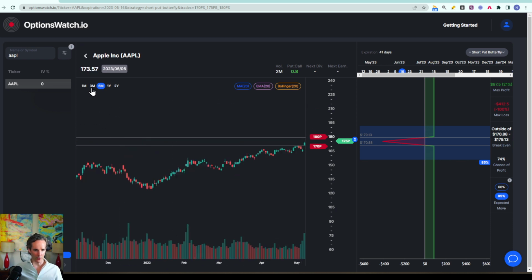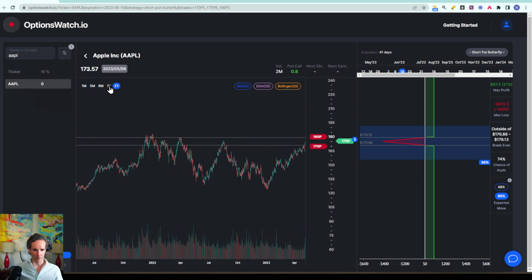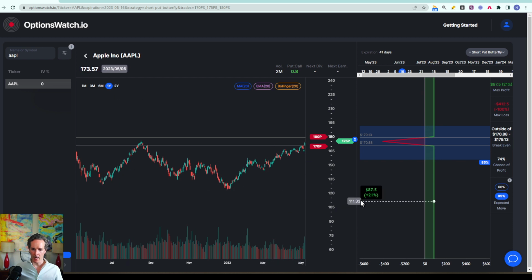You could, of course, also go to a different time length to do your technical analysis. And if it goes outside of that zone, we could make, in theory, a 21% potential profit by the end of this trade. It's not such a bad setup.